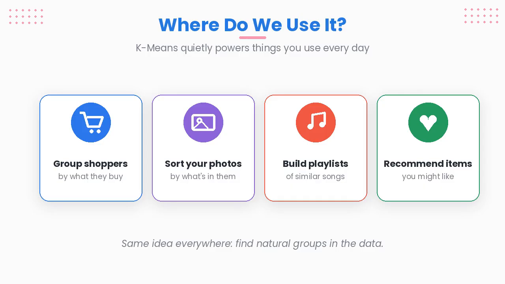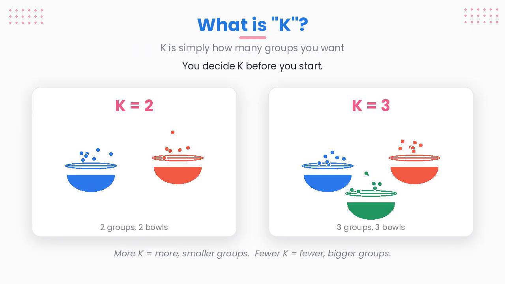Where do we actually use this? K-means quietly powers tools you use every day. It groups shoppers by what they buy, sorts your photos by what's in them, builds playlists of similar songs, and recommends items you might like.